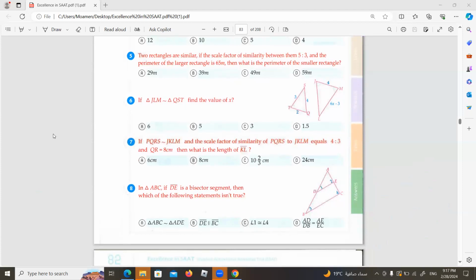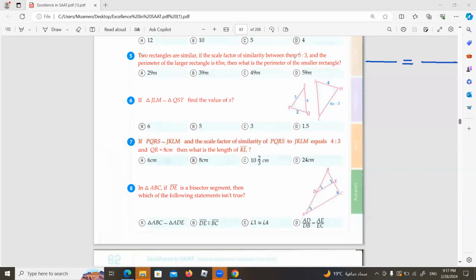Okay, we're going to number 5. Number 5, two rectangles are similar. If the scale factor of the similarity between them is 5 to 3. Okay, and the perimeter of the largest triangle is 65. Then what is the perimeter of the smaller triangle? The part or the point that we took on the discussion. I have here a proportion like this.